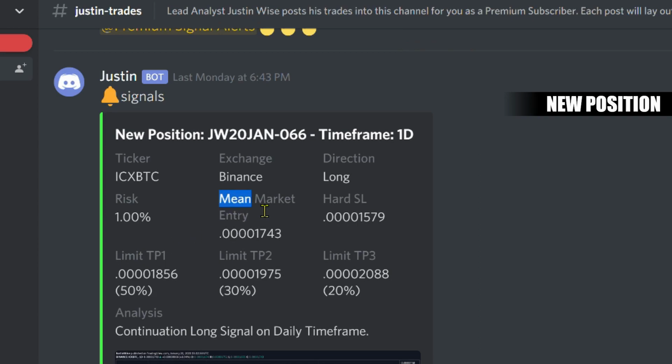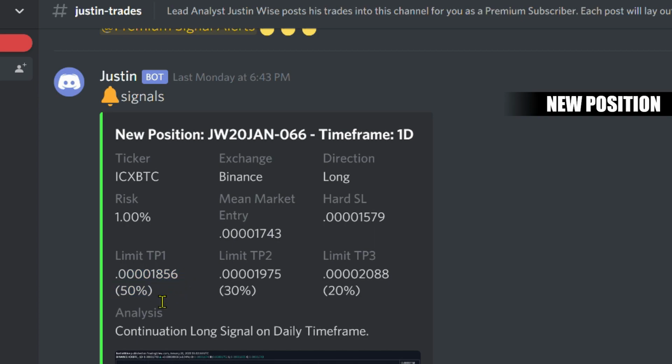Entry price represents what price the trade is being entered at, and will also note if the trade was opened using a market order or a limit order. TP1, TP2, and TP3. These stand for take profit, and these are the price targets that this trade aims to hit and take profit at.